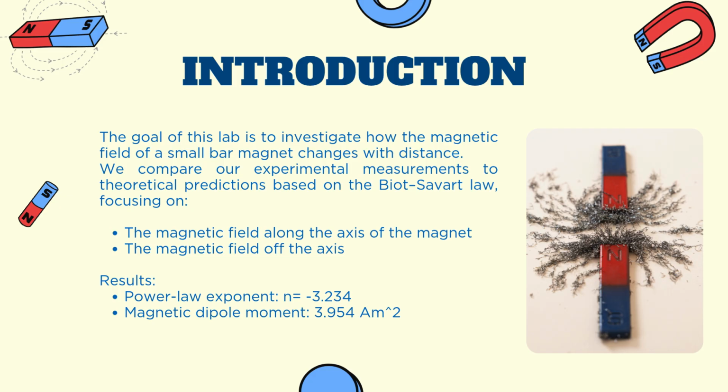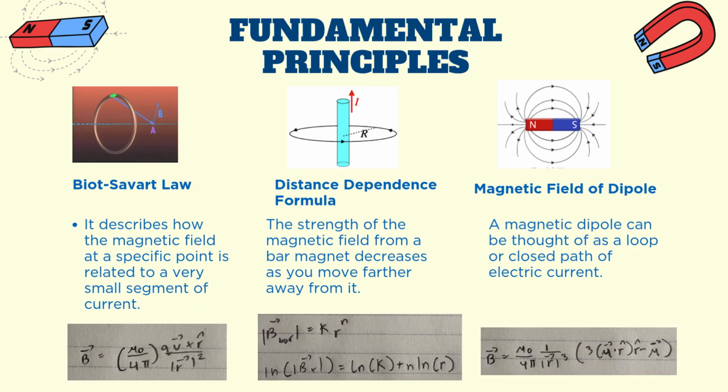So, the goal of this lab is to investigate how the magnetic field of a small bar magnet essentially changes with the distance, and we compare our experimental measurements to theoretical predictions based on the Biot-Savart law, which focuses on the magnetic field along the axis of the magnet and the magnetic field off the axis. And the results derived throughout the experimentation for the power law exponent was n equals negative 3.234, and then the magnetic dipole moment, which was 3.954 A·m².